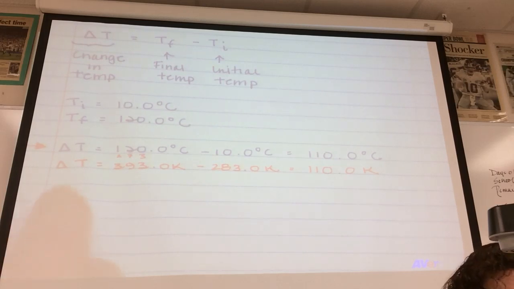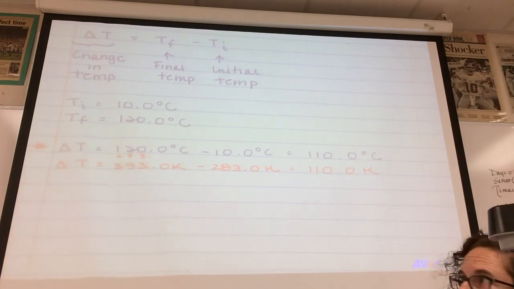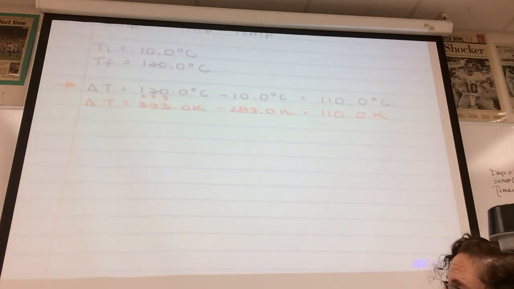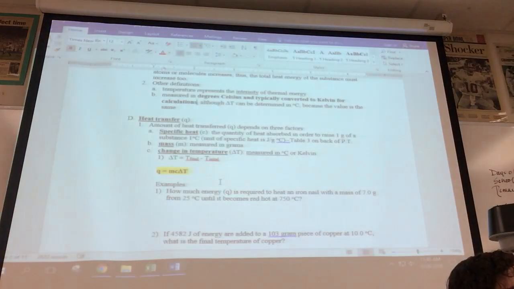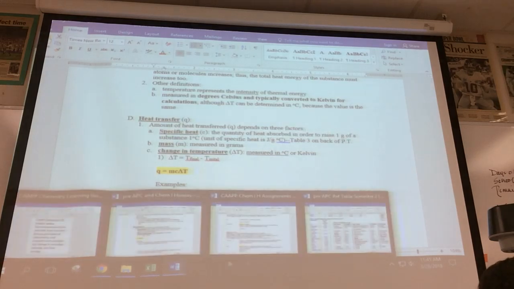And we're going to use information about the change in temperature, the mass, and the specific heat to calculate what's known as heat transfer. Heat transfer is represented with a Q, and the amount of heat transfer depends on the specific heat of the substance, abbreviated lowercase c. This is how much heat is absorbed to raise 1 gram of a substance 1 degree Celsius. The unit is a little funky. It's joules per gram degrees Celsius.